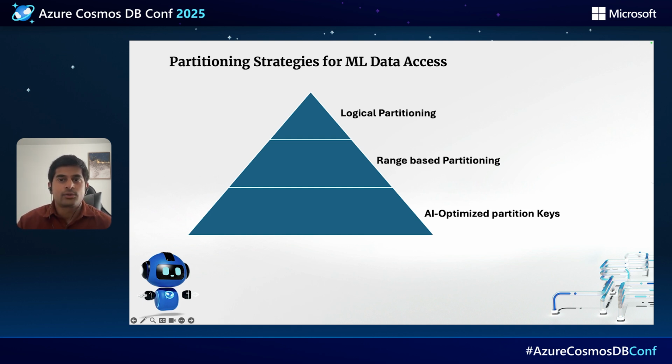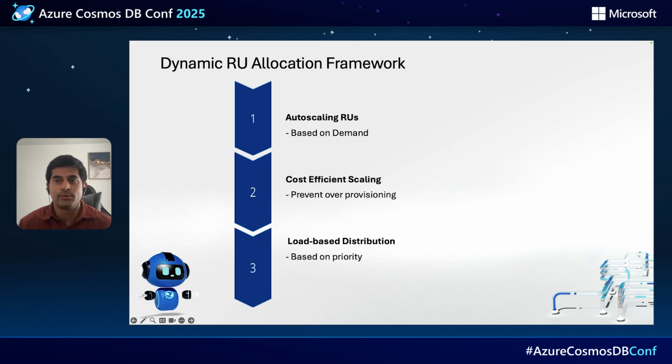Moving forward, let's talk about the dynamic RU, the request unit allocation strategy. Since AI workloads are unpredictable, sometimes they require high throughput for real-time inference, and at other times less computing power. Cosmos DB solves this by auto-scaling the resource request units, which adjust the resources dynamically based on demand. It also does cost-efficient scaling, preventing over-provisioning and saving costs, or load-based distribution, ensuring high priority AI tasks always get enough resources.